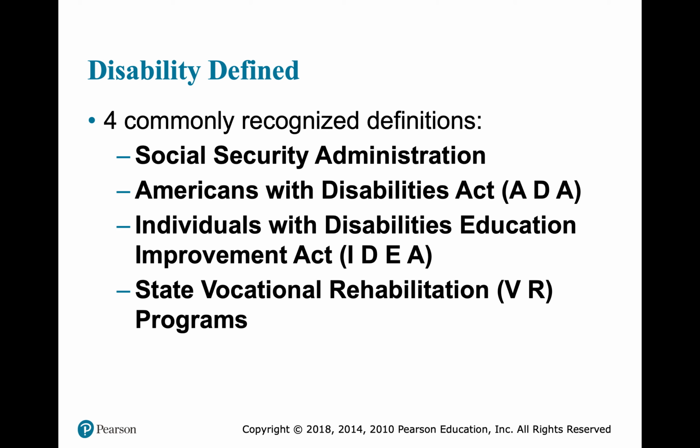The next one, SSI, Supplemental Security Income, defines disability not by its effect on one's ability to perform work, but rather by the individual's income, assets, and net worth. So that's the difference there.